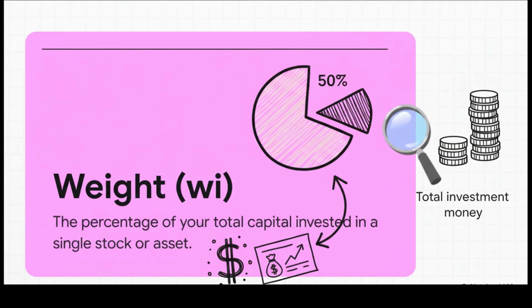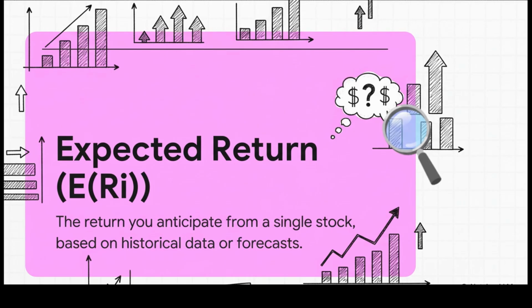First up is w_i, or the weight. This is just the slice of the pie. Seriously, that's it. It's the percentage of your total investment money that you've put into one specific stock. So if you've got $1,000 invested and $500 of it is in one company, its weight is 50%. See? Simple.